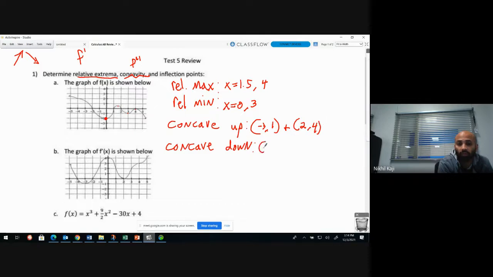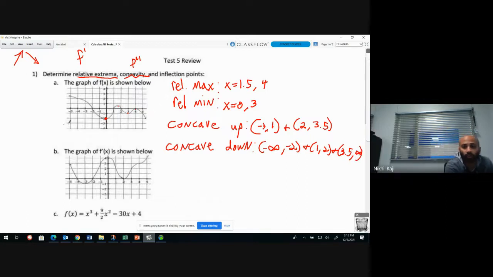Concave down from -infinity to -2. That's this part right here. Concave down right here from 1 to 2. Then concave down again right here from, well, actually, it wouldn't be 4. It would be, sorry, from 3.5 to infinity. And there we have it.